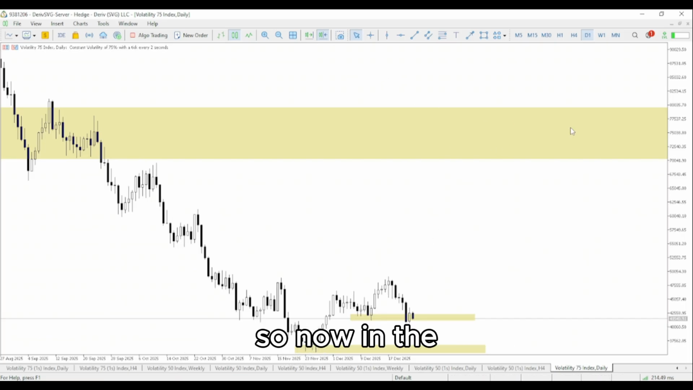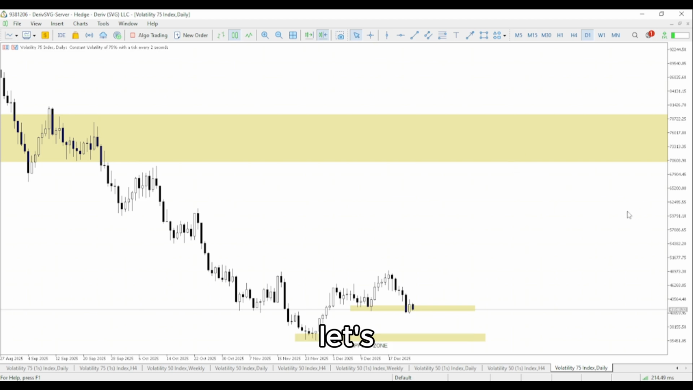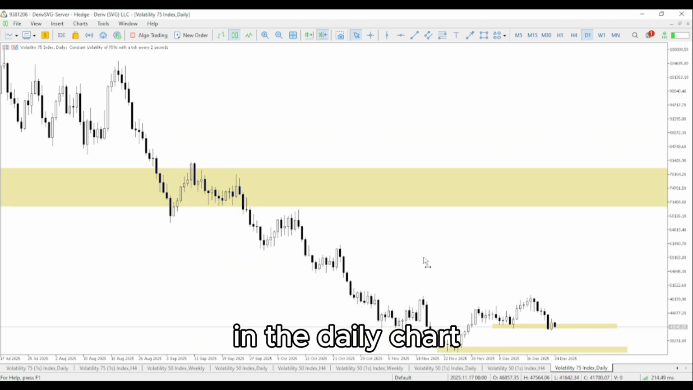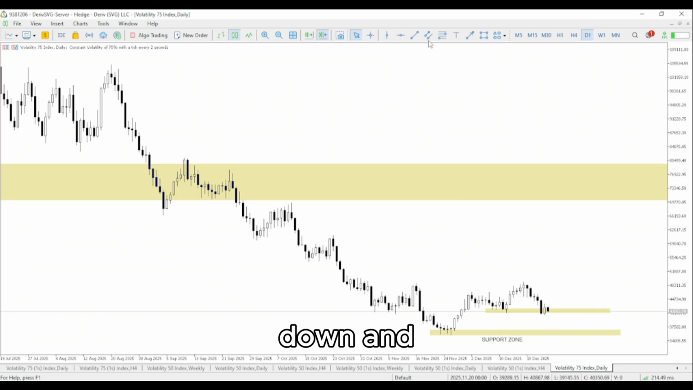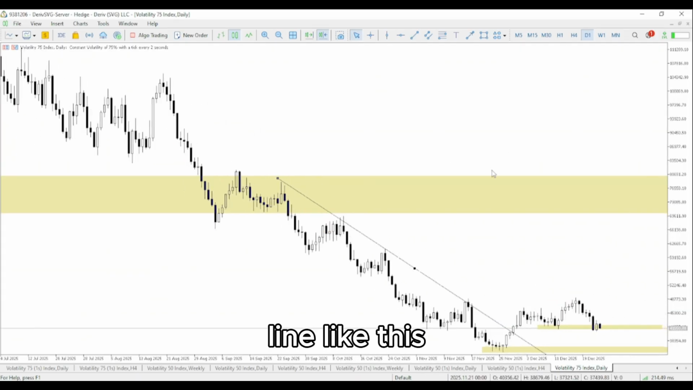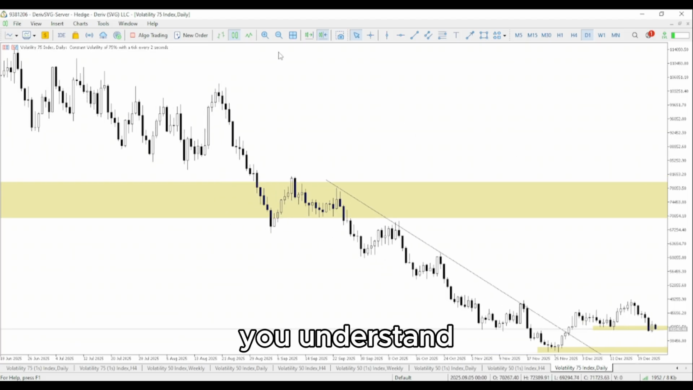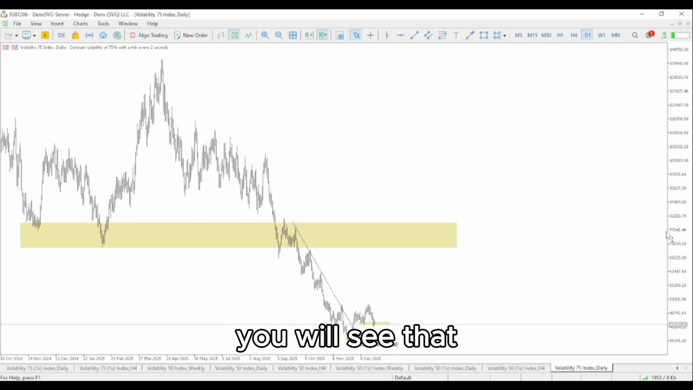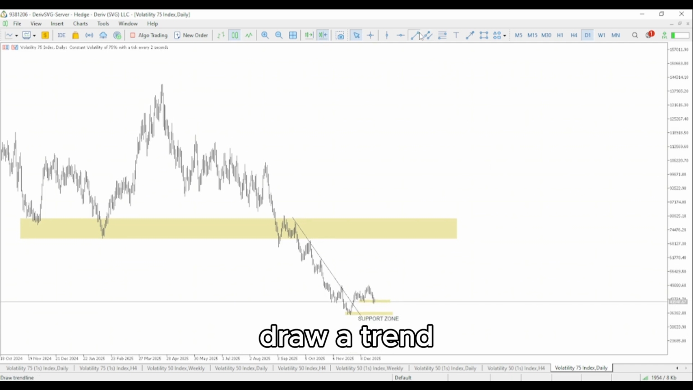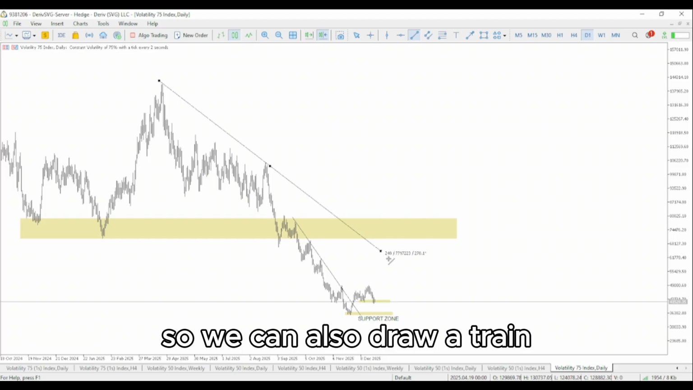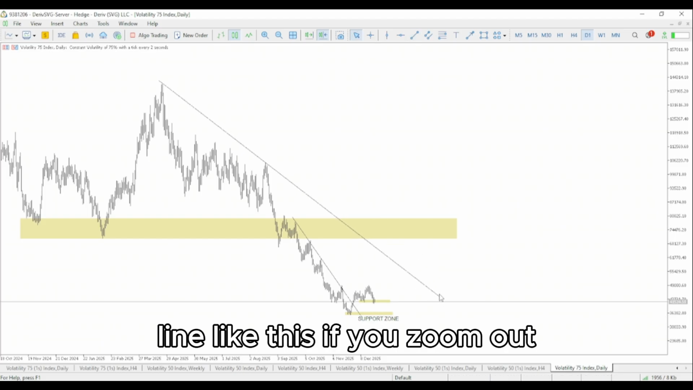So now in the daily chart, let's run a quick analysis right here. We can see where the market was trending down, and we draw this trend line right here. We draw this trend line like this. Let me draw it very well. You draw this trend line in a very clean way, and if you zoom out a bit, you will see that we can also draw a trend line like this.